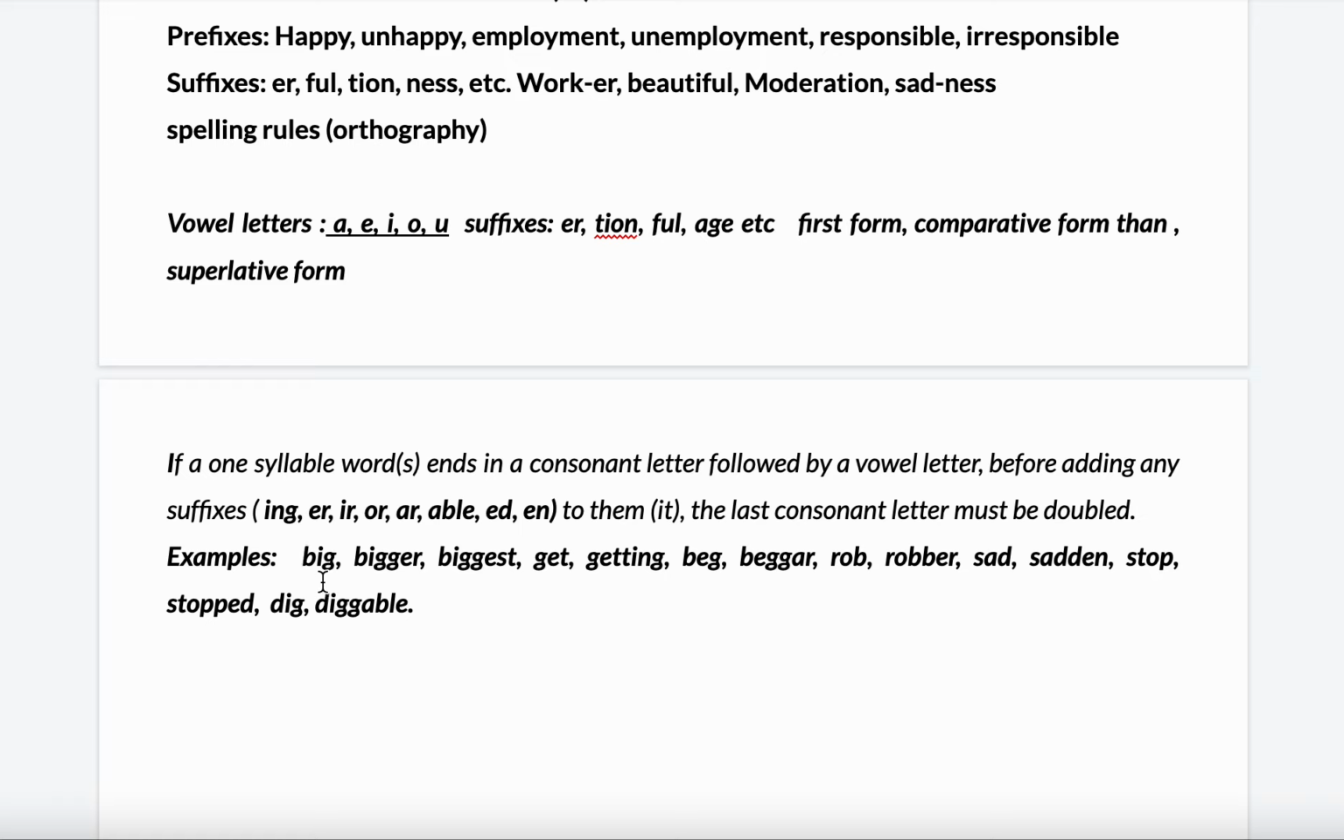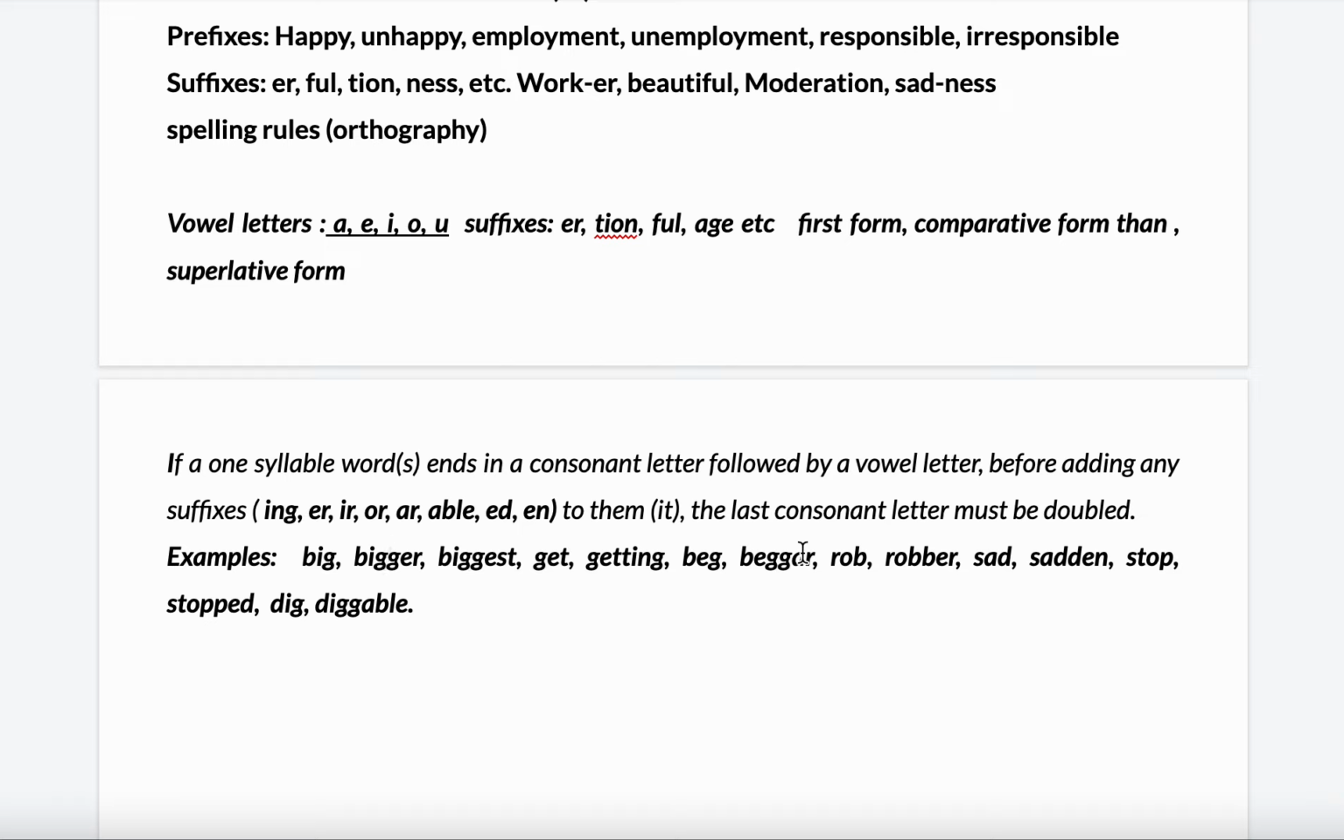So then we should use the second form of big, which is bigger, by doubling the last G, which is preceded by a vowel, and putting ER. And then we have biggest. Biggest is the superlative form, like when you're comparing one thing with more than two things, or one person with more than two. That's called the superlative form. I think we will talk about the different forms of adjectives in the future.